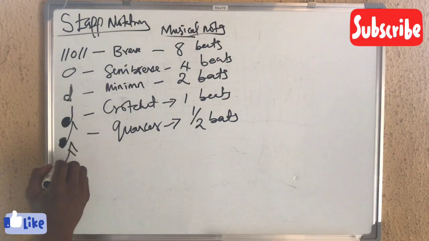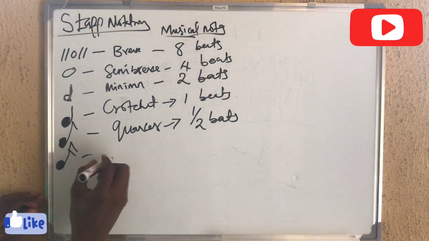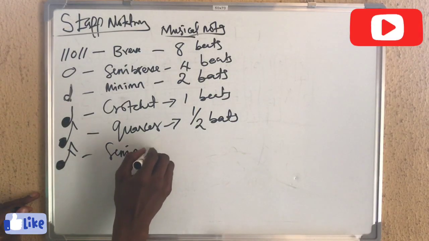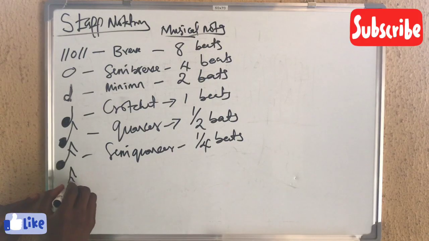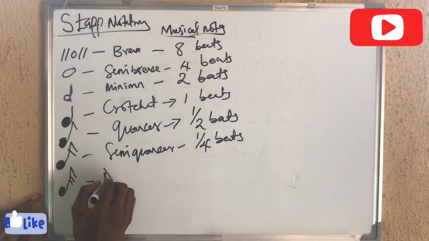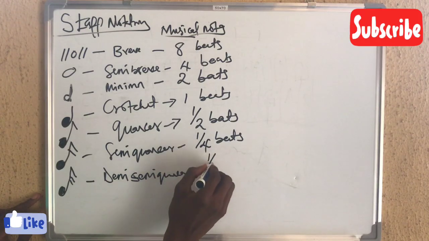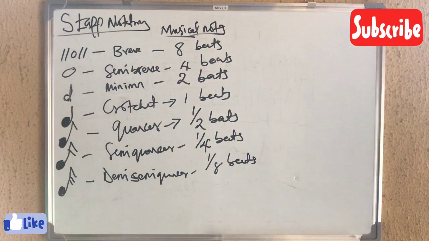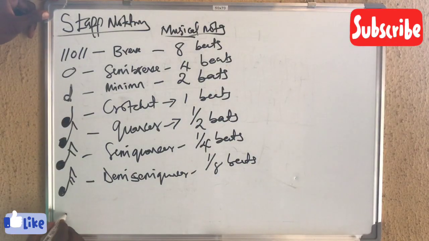Then we have what we call the semi-quaver. It's a shaded head with 2 tails. We call it the semi-quaver. It is 1/4 beat. Then we have what we call the demi-semi-quaver. This is 1/8 beat. Then we also have what we call the hemi-demi-semi-quaver.